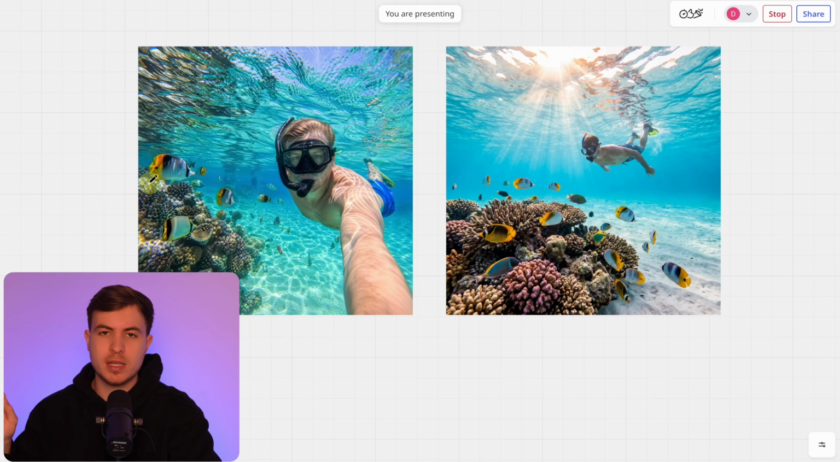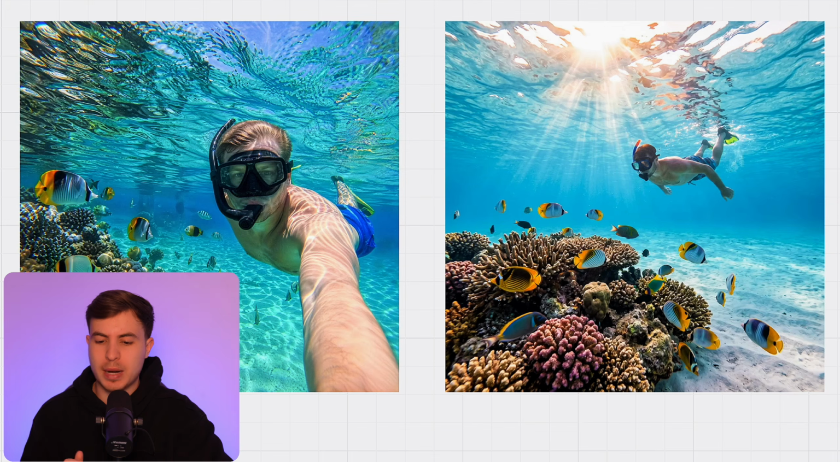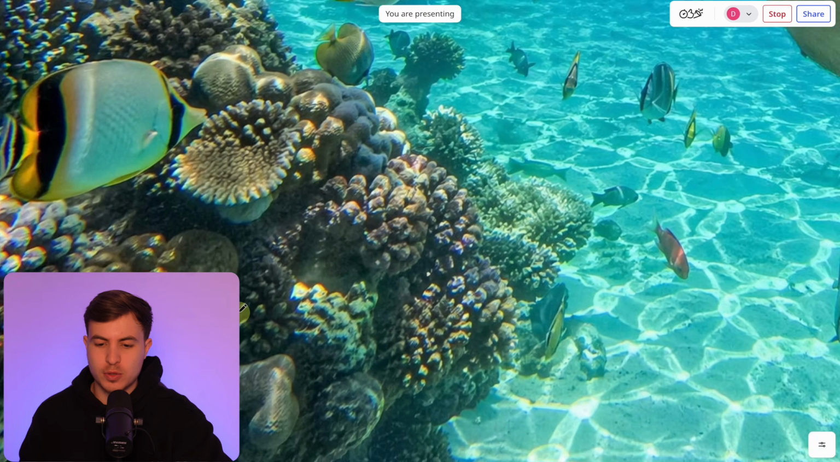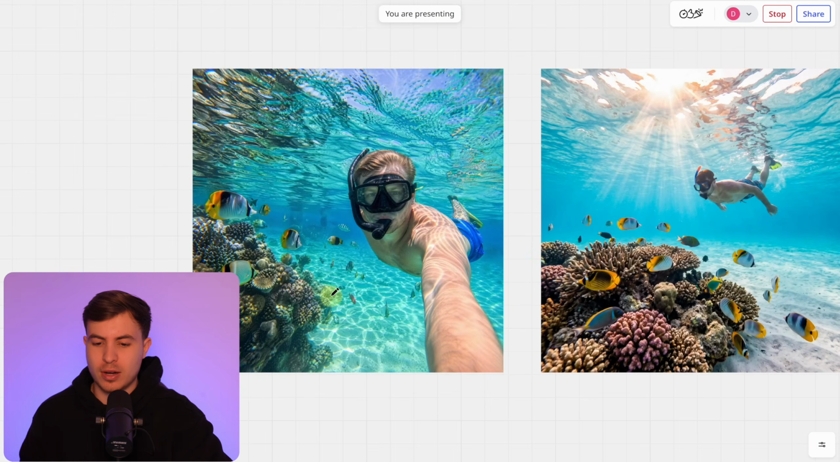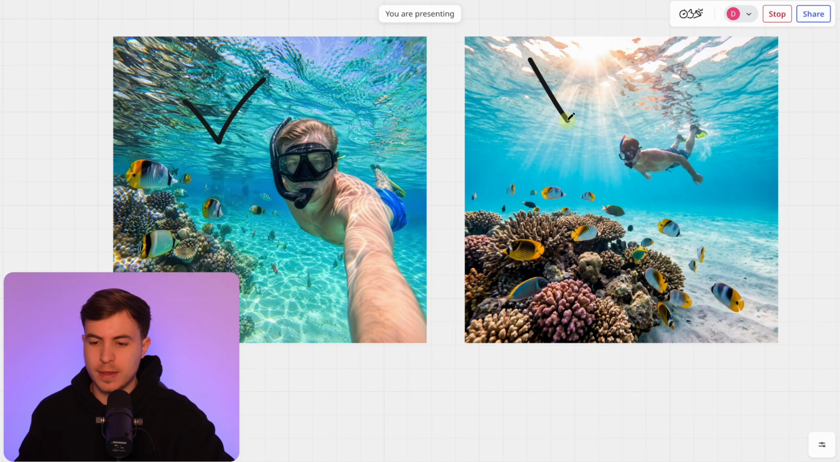OpenAI just dropped GPT Image 2, and I had both GPT Image 2 and Nano Banana 2 generate the same picture of a GoPro style shot of snorkeling in the Maldives. But I think you can see which one is by far the best, and that's definitely this one, especially if we zoom in on the coral. The details are insane. This one is ChatGPT, and this one is Nano Banana.